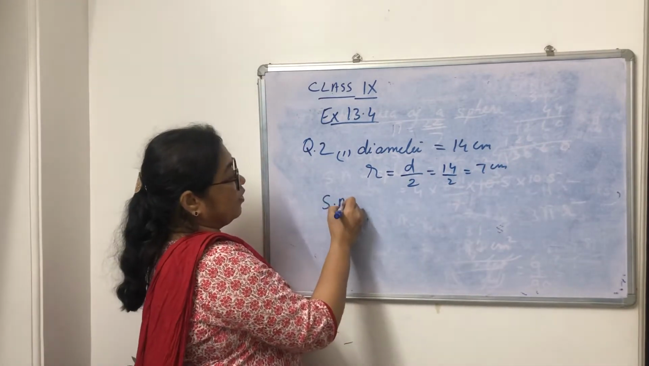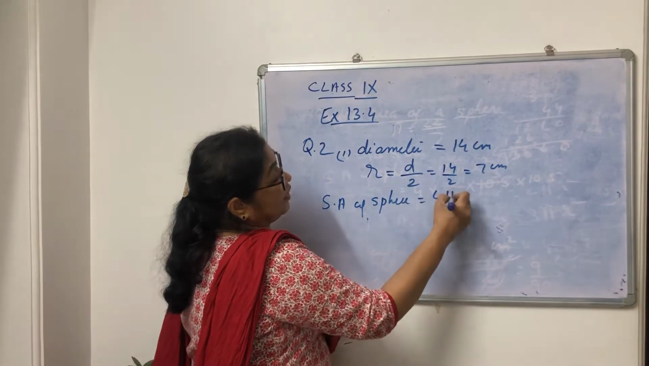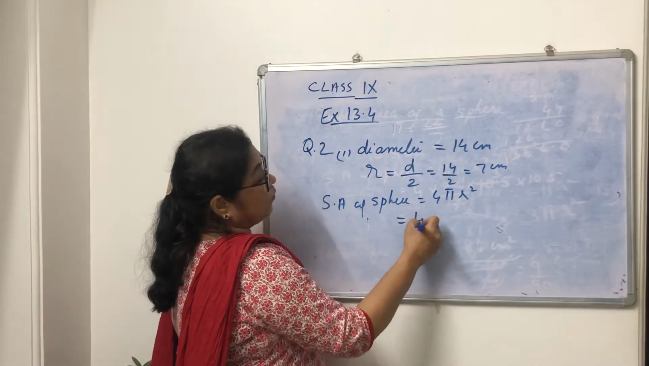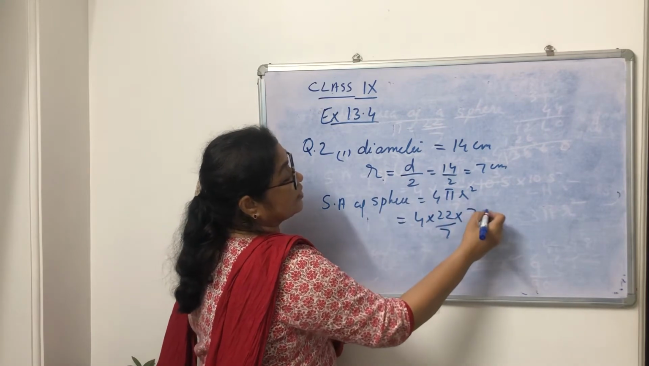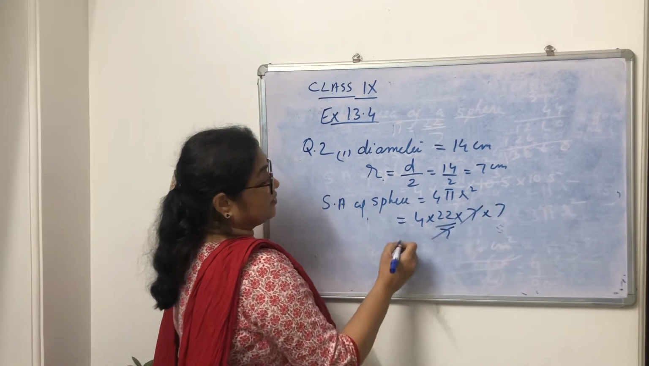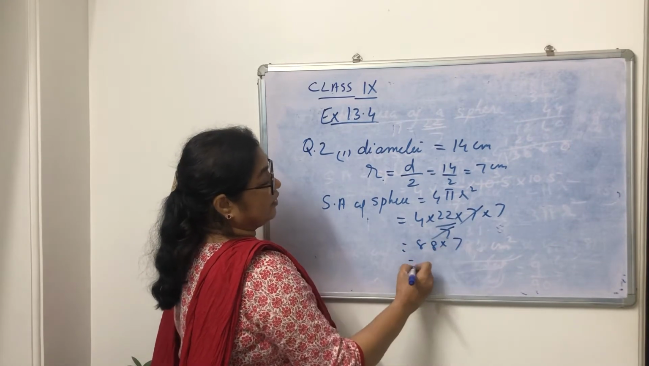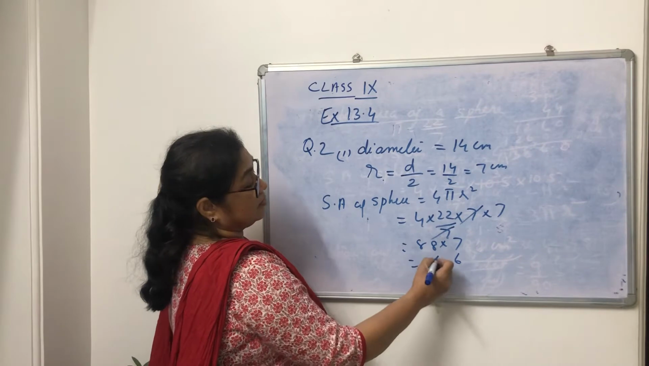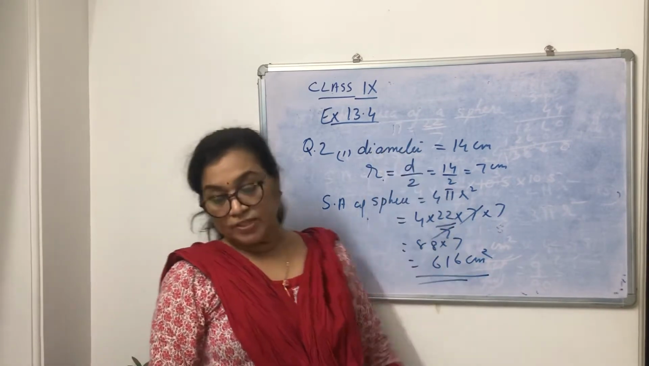Then surface area of sphere is 4 pi r squared, that is 4 into 22 by 7 into r squared, which is 7 into 7. One 7 is cancelled. So it is 88 into 7. This is the surface area of the sphere.